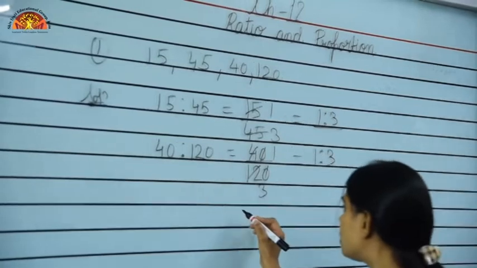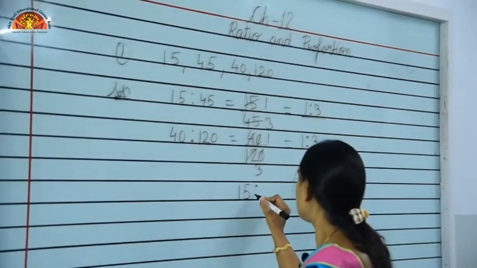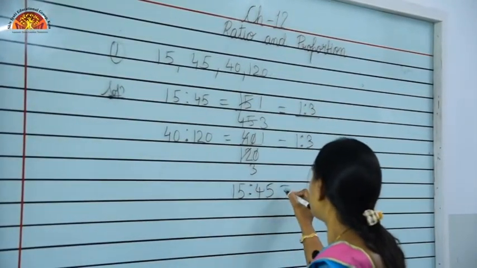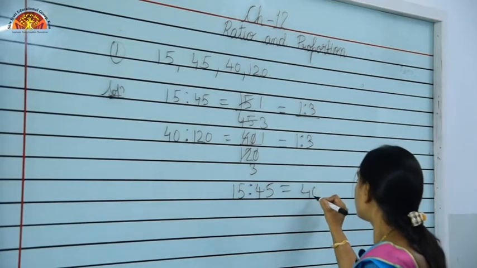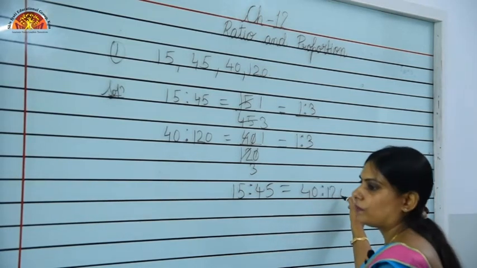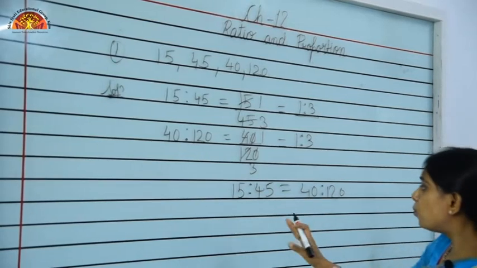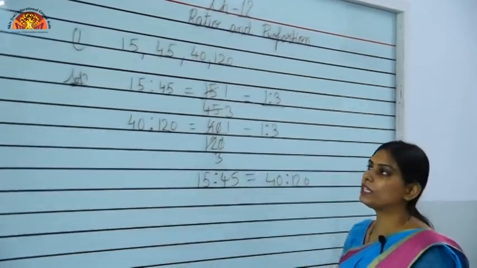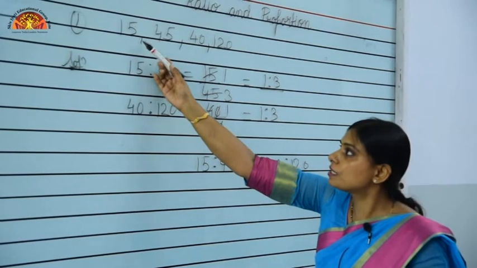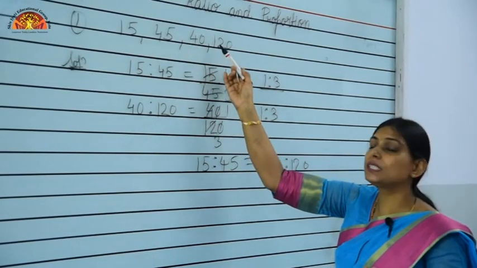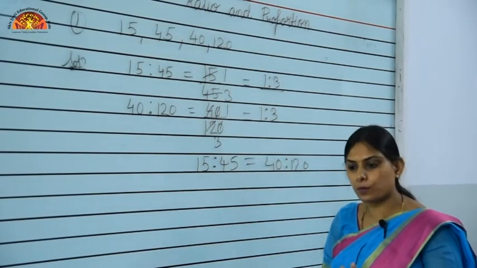So we can write, children, that 15:45 equals 40:120. So we can say, since both the ratios are equal to each other, therefore the terms 15, 45, 40 and 120 are in proportion.